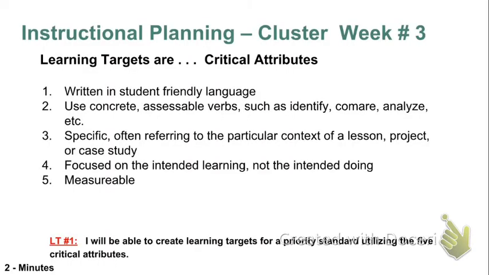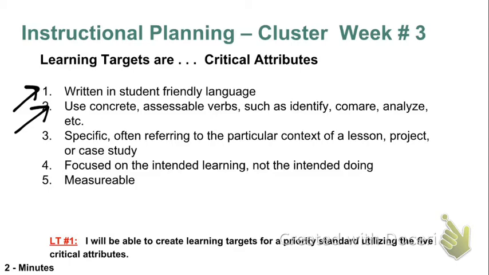So here are our critical attributes. Number 1, it is written in student-friendly language, so easy for students to understand. We're not using overly hard words or an overabundance of things. We're trying to do little things, okay? Number 2, use concrete and accessible verbs such as identify, compare, analyze. You're going to see me have create here today. Just something that's accessible. 3, they're specific. They're going to be referred to in a particular context of a lesson, okay? So specific. We're not trying to do multiple things at once. We just want to be very honed into what we're teaching.